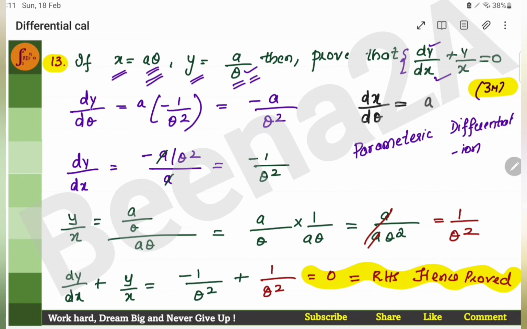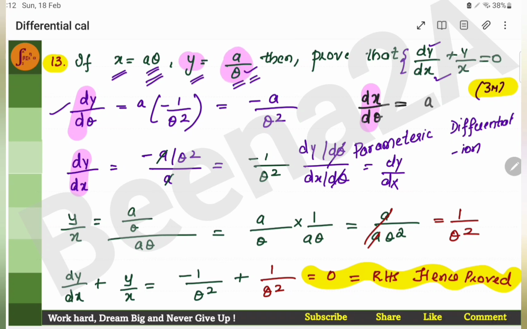Now what you should do is, to find dy by dx, you have to find dy by d theta, and then you have to find dx by d theta. Then divide both. Your dy by dx will be dy by d theta divided by dx by d theta. D theta and d theta will get cancelled. Then you will get dy by dx. So first find dy by d theta. Differentiate this particular expression with respect to theta. It's 1 by theta. The derivative of 1 by theta is minus 1 by theta square, and you leave a as is. Similarly, you find dx by d theta. Differentiate this. The derivative of theta is 1.